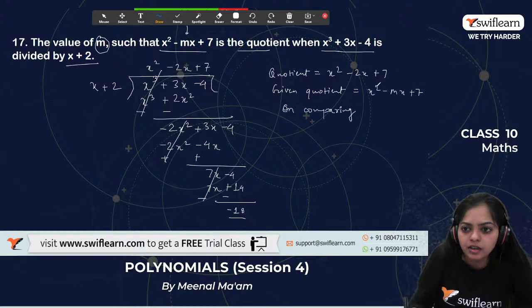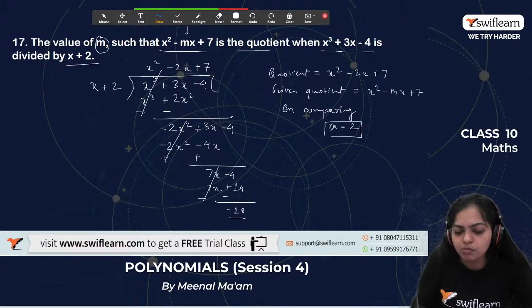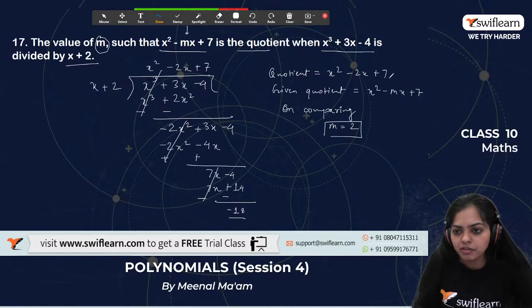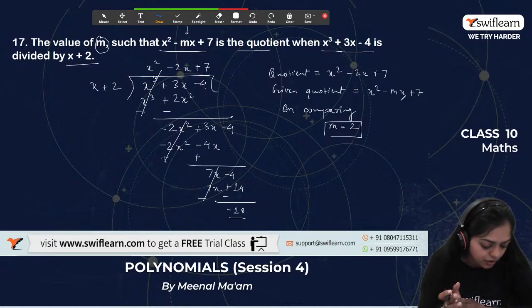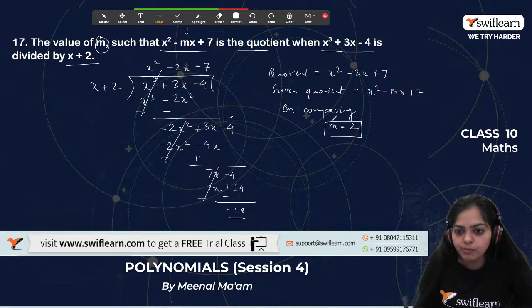On comparing, we will get x square, x, and in place of m, what is given? In place of m, we are given 2. So the value of m will be equal to 2. On comparison, we get the value of m as 2. Got it? Yes, Disha, by division algorithm. So the answer for this one will be m equals 2.